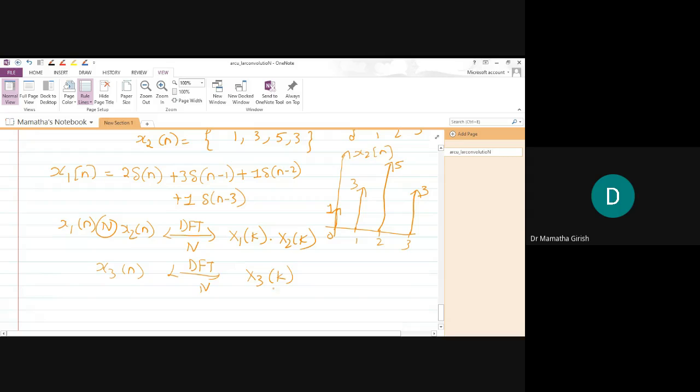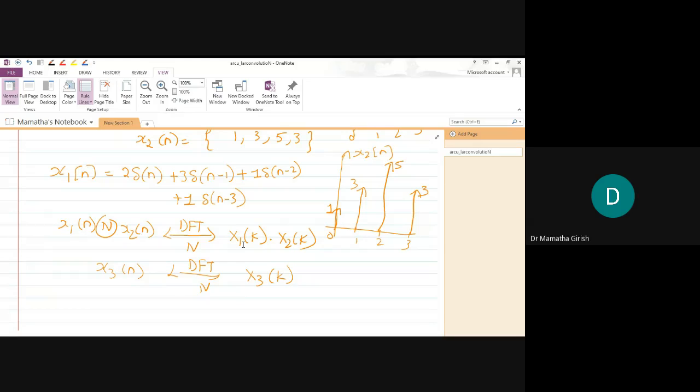So from x3 of k, how do I get back x3 of n? Obtain its IDFT. The IDFT of x3 of k will give me x3 of n. Now, what must I do? Do the product of x1 of k into x2 of k. I've got x1 of n. How do I get x1 of k? Should we use the formula method or the linear transformation method?